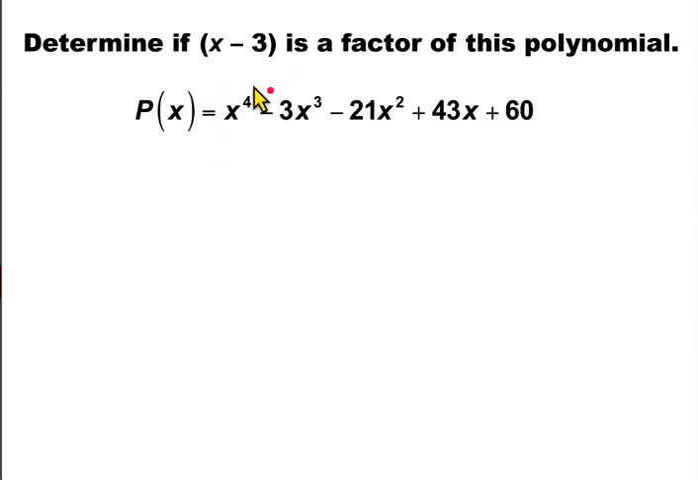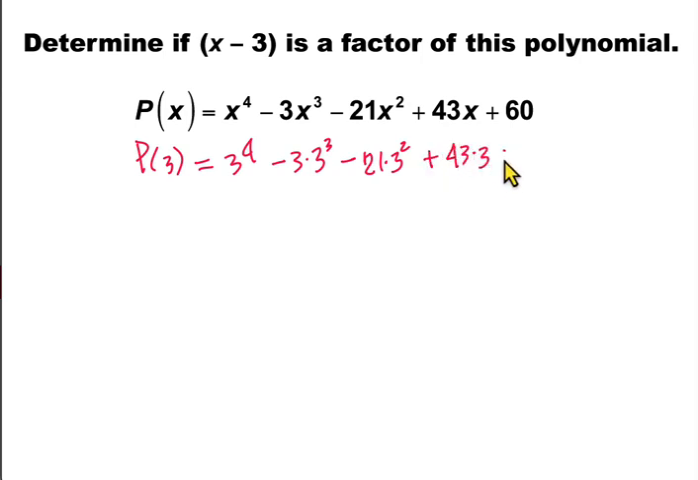To see if x minus 3 is a factor of this polynomial, we plug in the numerical value into the polynomial, but make sure the factor is written in the form x minus a. As you can see, x minus 3 is in this form, so we simply plug in 3 into the polynomial, and we get p of 3 equals 3 to the 4th minus 3 times 3 cubed minus 21 times 3 squared plus 43 times 3 plus 60.